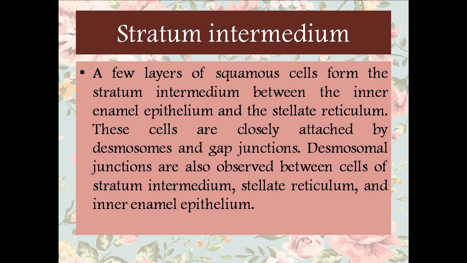So the stratum intermedium is a new member which we see in Bell stage and is seen in between the inner enamel epithelium and the stellate reticulum. These cells are closely attached by desmosomes and gap junctions. Desmosomal junctions are also observed between the cells of the stratum intermedium, stellate reticulum and inner enamel epithelium.